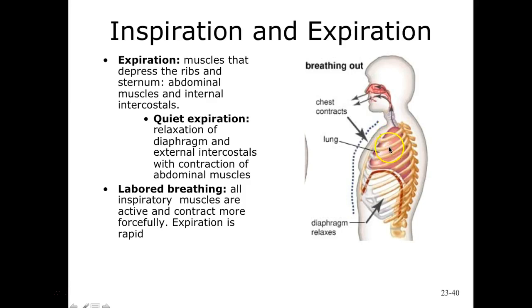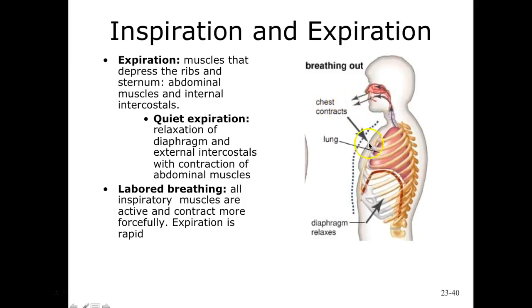For expiration, we are going to want to reduce the size of our thorax, so we're going to depress the ribs and the sternum. So the muscles that will be called upon will be our abdominal muscles and our internal intercostals, which I'll show you in a moment. So when we are doing quiet expiration, we're going to relax our diaphragm, meaning those fibers are going to stretch out and we get this dome appearance. So you can imagine by relaxing, it's pushing up and forcing the air out of our body.